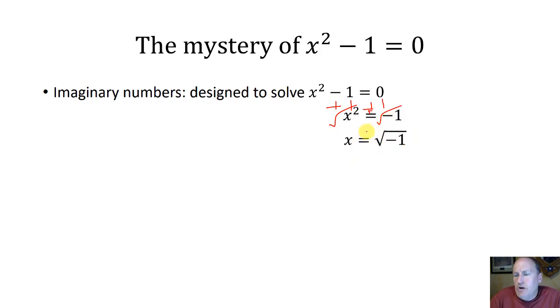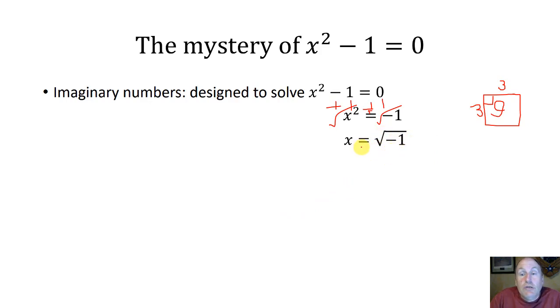Well, no number squared can equal negative 1. A square literally means we have a number like, let's say, 9, and we're trying to figure out what is the dimension of the square that will make that number, and it's 3 times 3. Well, there is no number that will multiply by itself to give us negative 1.